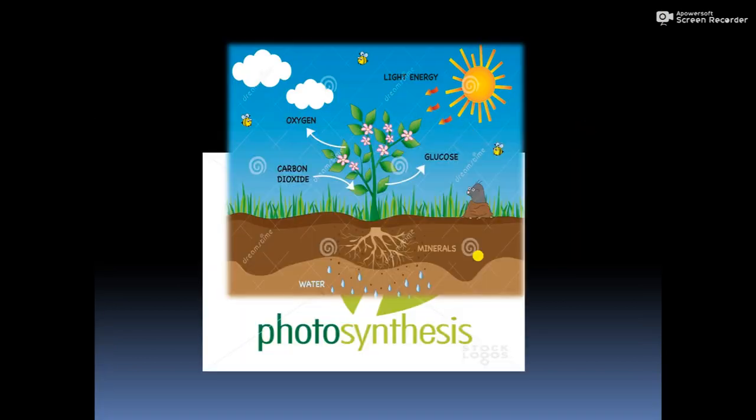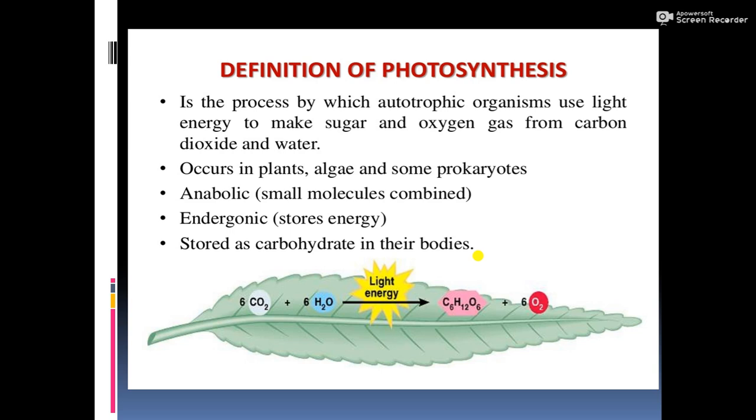Now we are going to learn some basic things about photosynthesis. What is photosynthesis? Photosynthesis is the process by which autotrophs, meaning those who can make their own food, produce their own food. Autotrophic organisms use light energy to make sugar and oxygen gas from carbon dioxide and water using chlorophyll. It occurs in plants, algae, and some prokaryotes, mainly in green plants. Anabolic, that's when small molecules combine. Endergonic, it stores energy, stored as carbohydrate in their bodies.